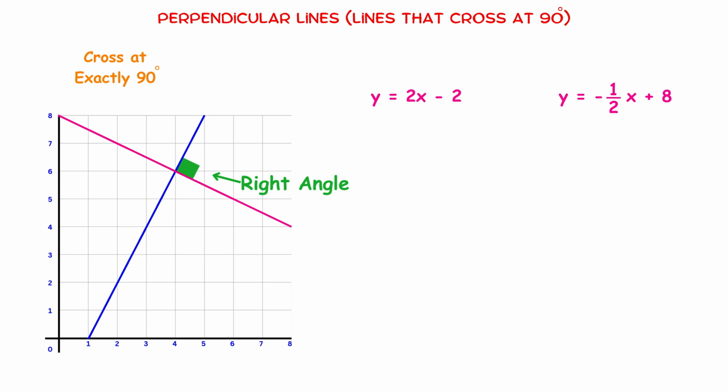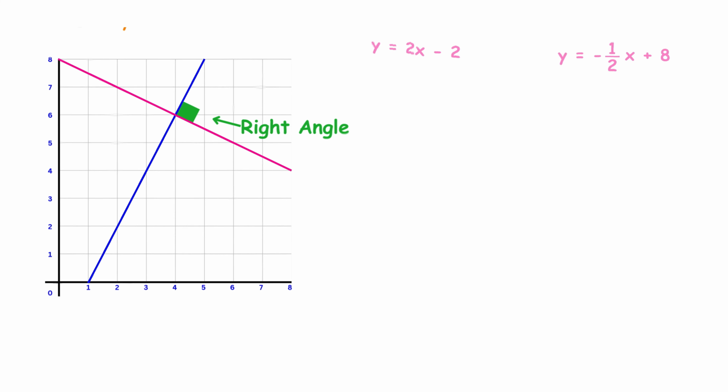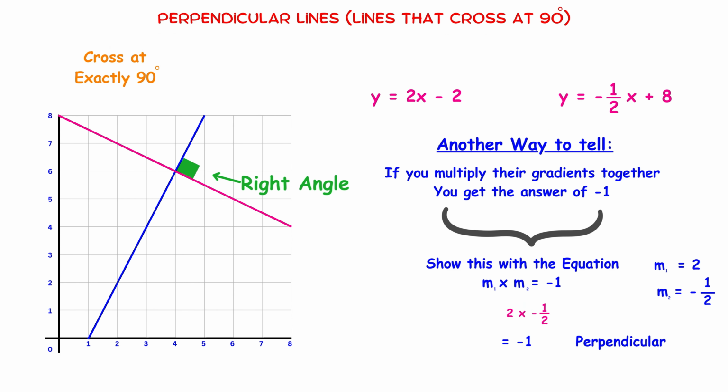Perpendicular lines will always cross each other like this, and sometimes the only way that you can be sure they're perpendicular is that they will have this little square thing that indicates that they meet at a right angle. Another way you can tell that two lines are perpendicular, though, is that if you multiply their gradients together, you'll get an answer of minus 1, which we can show using the equation m1 times m2 equals minus 1, where m1 is the gradient of the first line and m2 is the gradient of the second line.